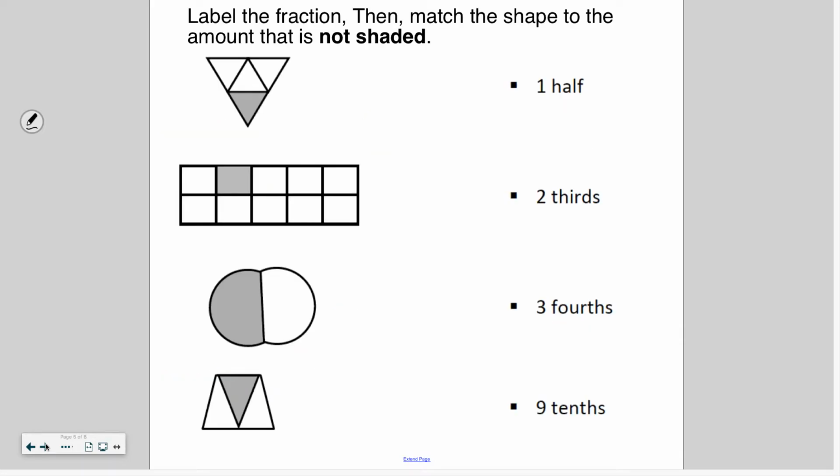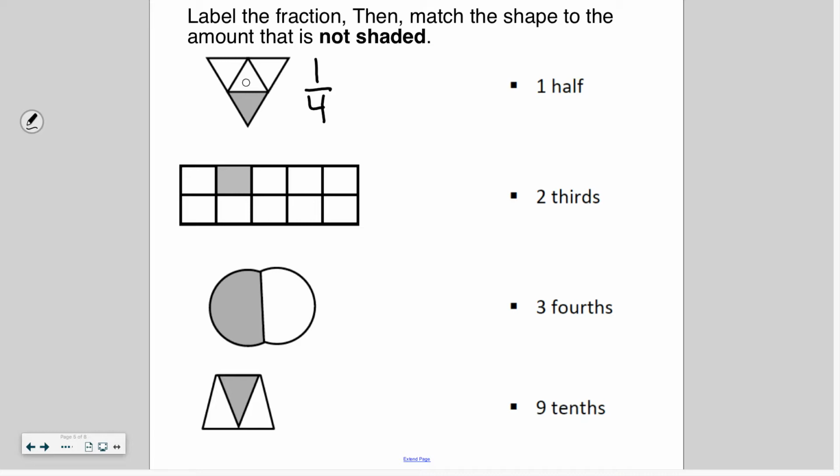Right, so I'm going to model this part and then you'll try one. Label the fraction, then match the shape to the amount that is not shaded. So first I'm going to label this fraction. I see one unit or part shaded out of 1, 2, 3, 4. So this is 1/4.